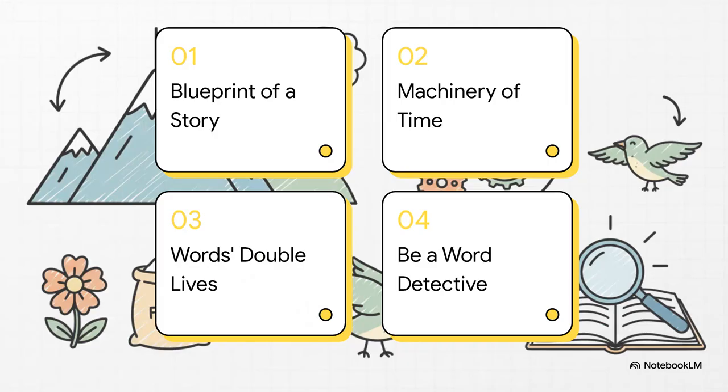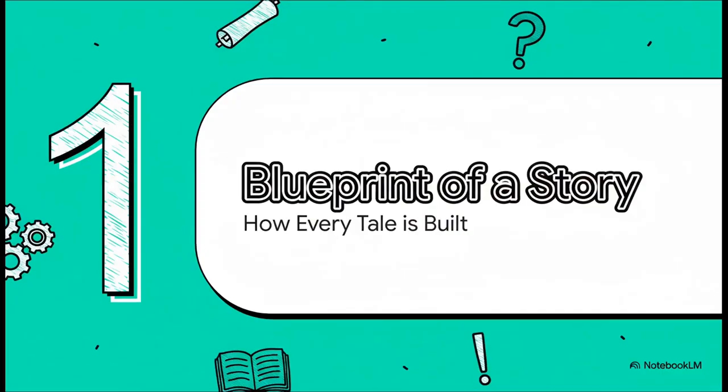So here's our game plan for today. We're going to start with the big picture, the blueprint for pretty much every great story ever told. Then we'll zoom way in to the machinery of time that makes sentences tick. After that, we'll explore some tricky words with secret double lives. And finally, I'm going to give you the ultimate tool to become a word detective. All right, first up, the blueprint of a story.